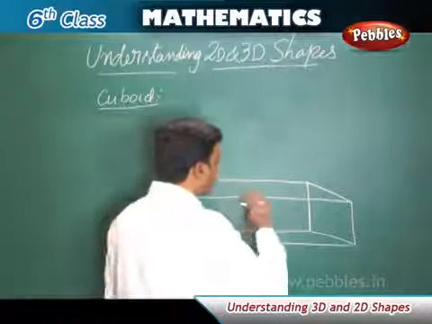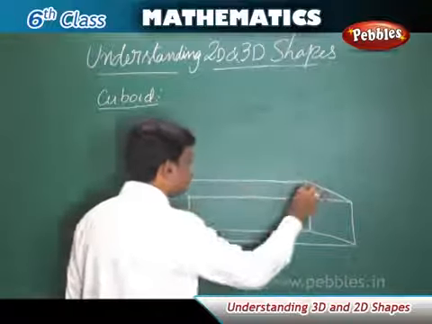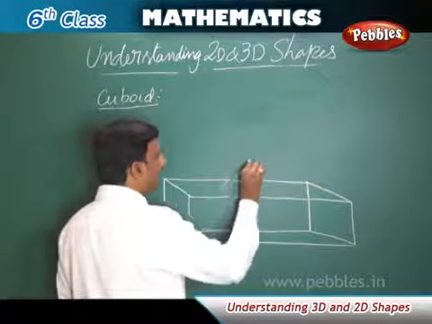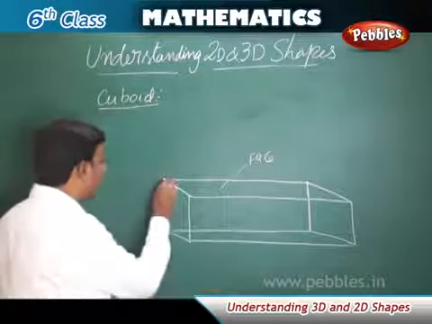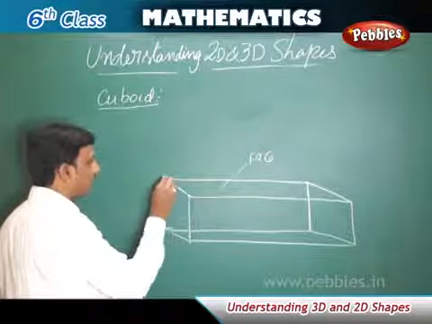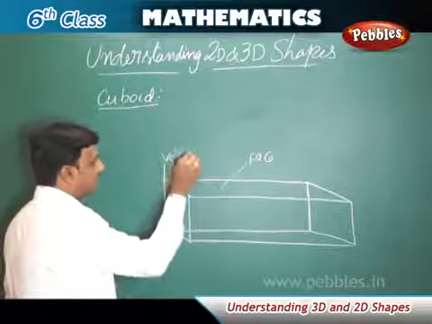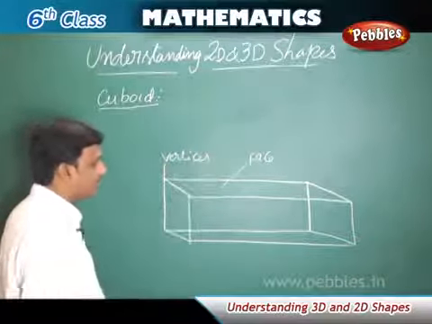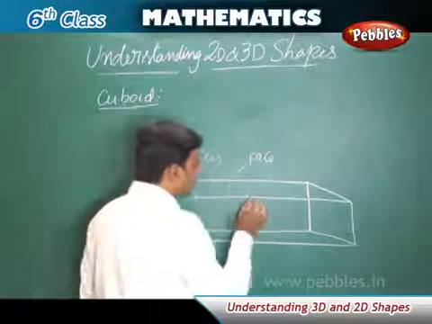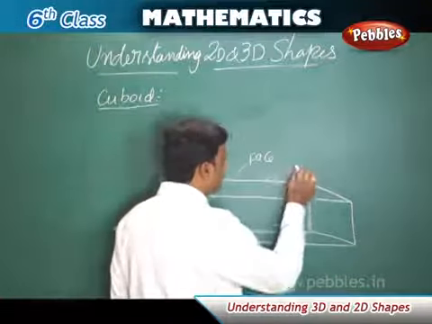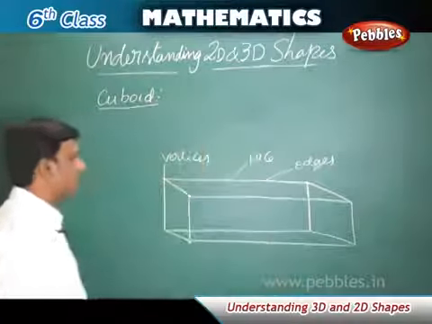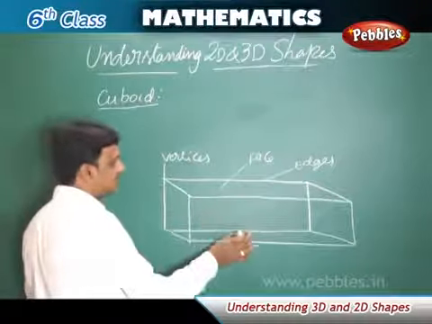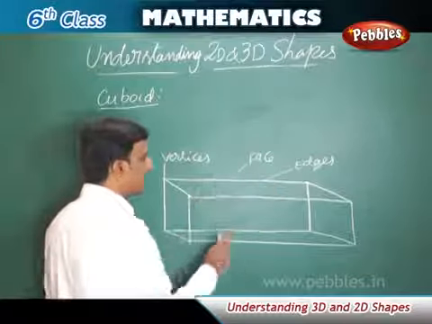The cuboid has a surface, which is called a face. The corner points of this cuboid are called vertices, whereas these edges are called edges. So the cuboid has faces, vertices and edges.